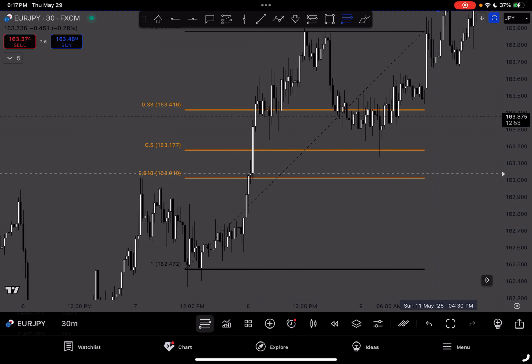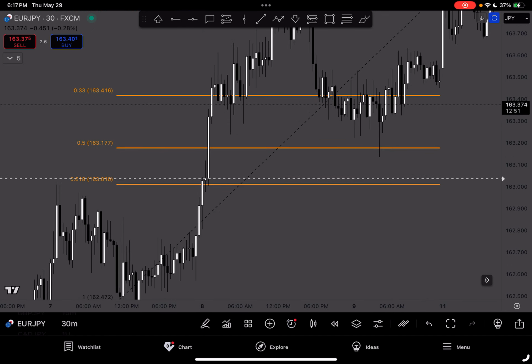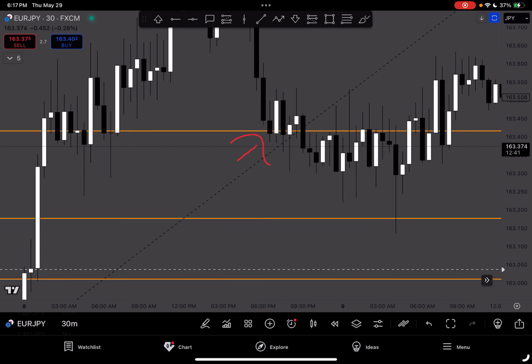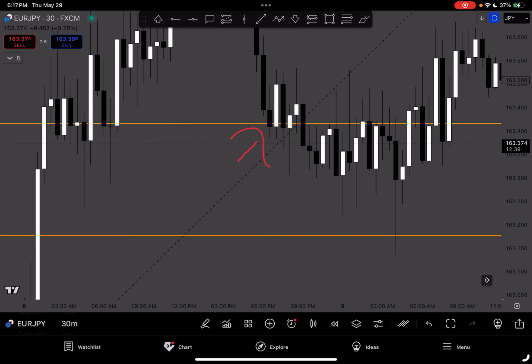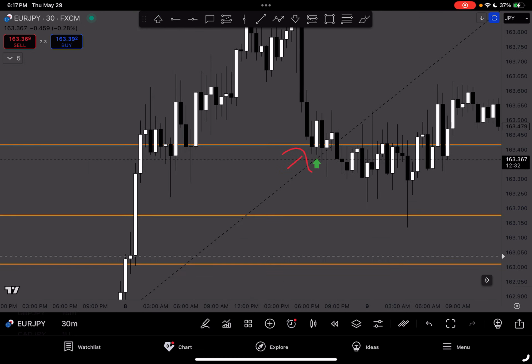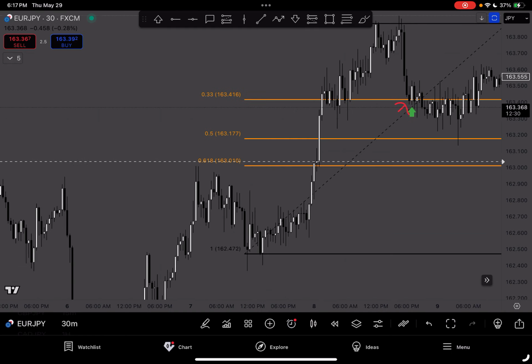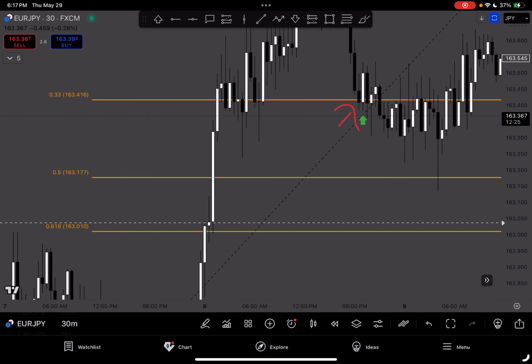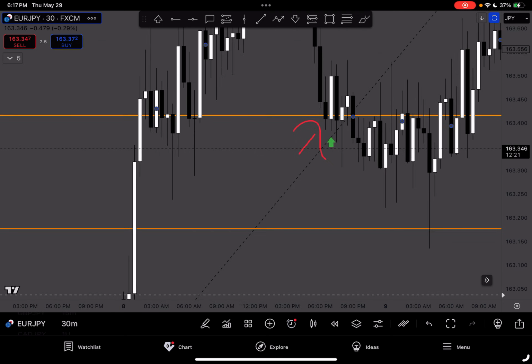When the market rejects, when it comes to my golden zones, first it came to my 0.33. And let's just see what happened when it came to my 0.33. Notice we got an engulfing candlestick pattern right here. Now, this is an example of a confirmation, a trigger to get into the trade. Literally it is that simple. I got a break of structure, a pullback to my 33%, and then I got a trigger to enter.